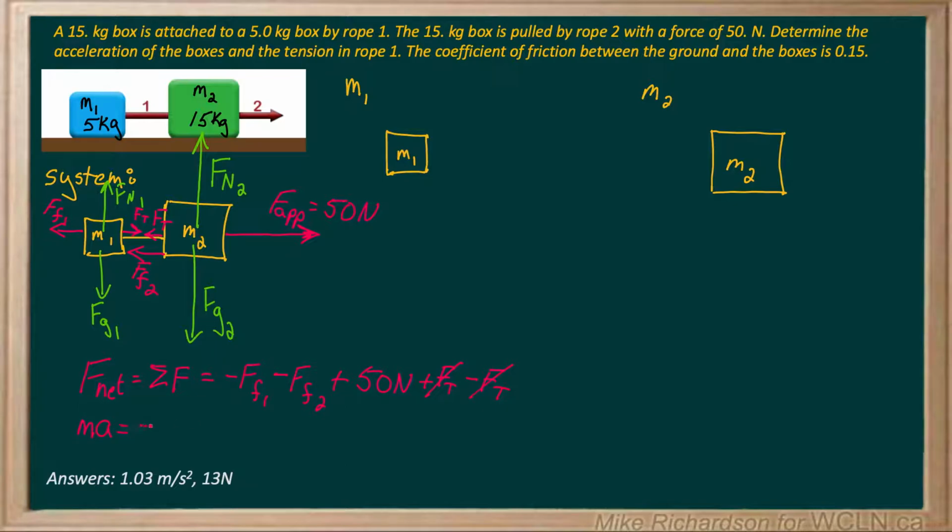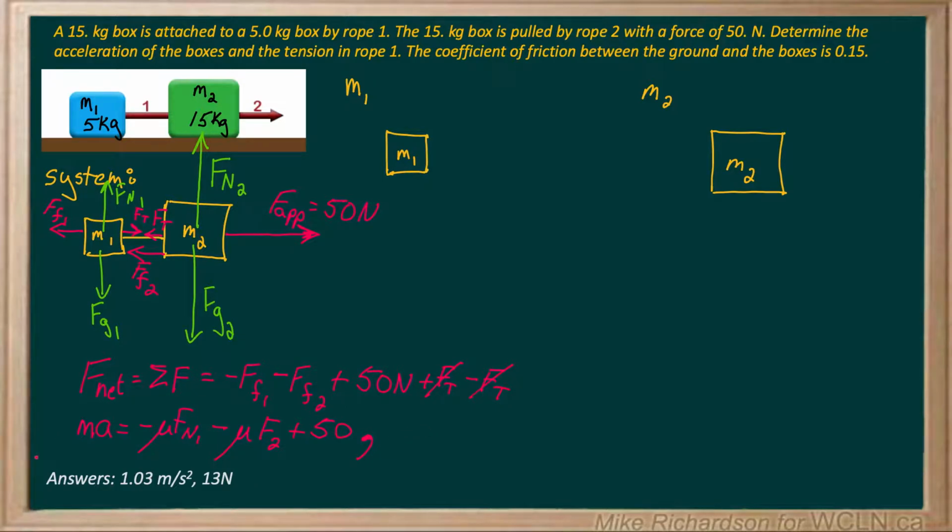Force of friction is always mu times the normal. So my force of friction 1 will be mu times Fn1. My force of friction 2 will be mu times Fn2, and they're both subtracted because they're going against the motion. Plus 50. Now it's just a matter of putting in the values. So I'll continue on to the right. I'll put a comma here.